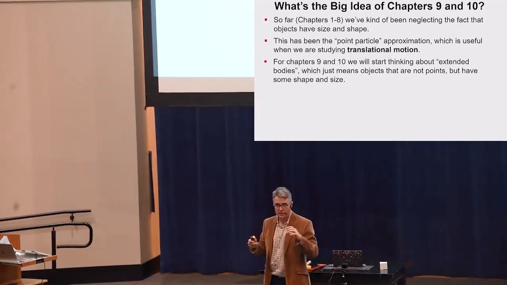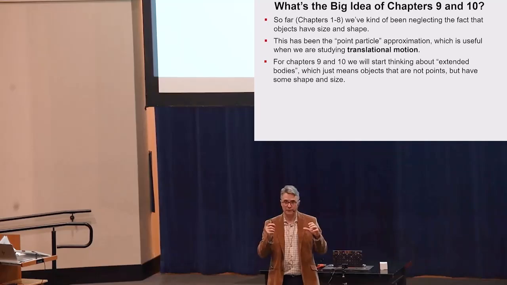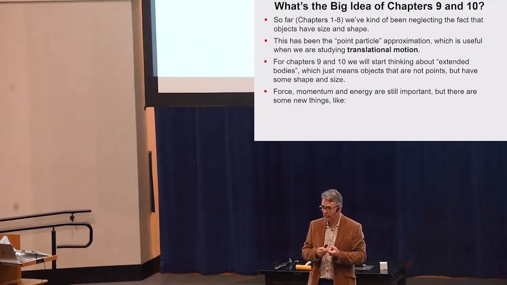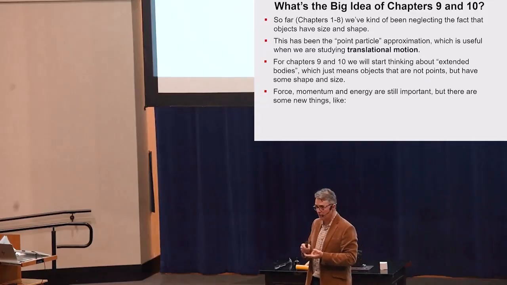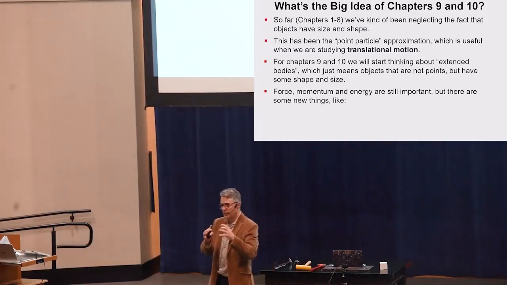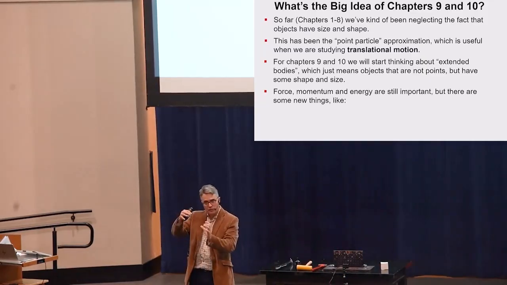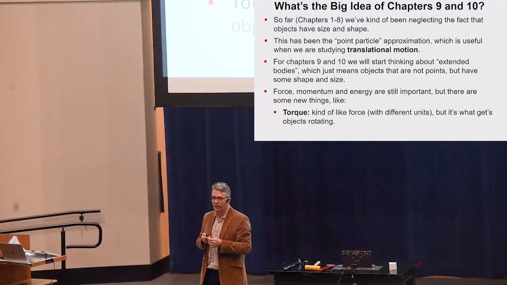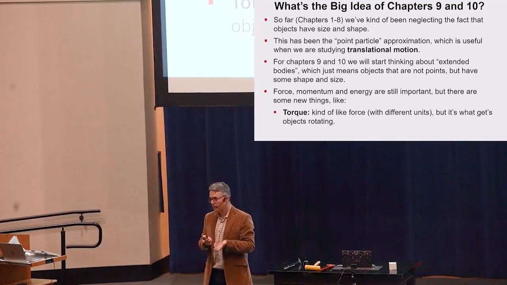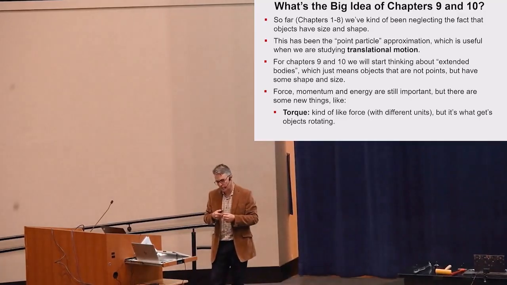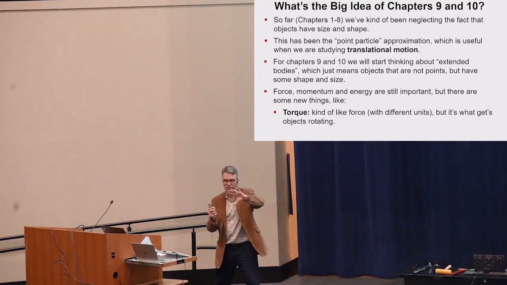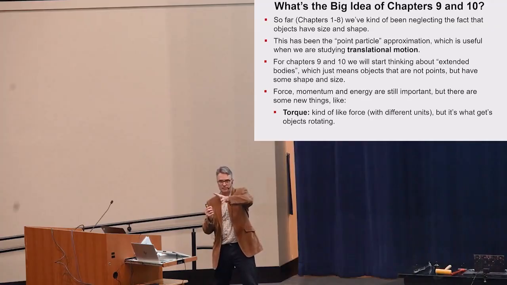They're not just points, and when you act on something with a force, you have to think about where that force is being applied. We're still going to be talking about something's momentum and energy, but that'll mostly be for the center of mass. And then there's also a possibility of rotation around the center of mass, for example. And one of the new things we have is called torque. Kind of like force, but it has different units, and instead of getting something moving in a translational sense, you're using torque to get something turning.